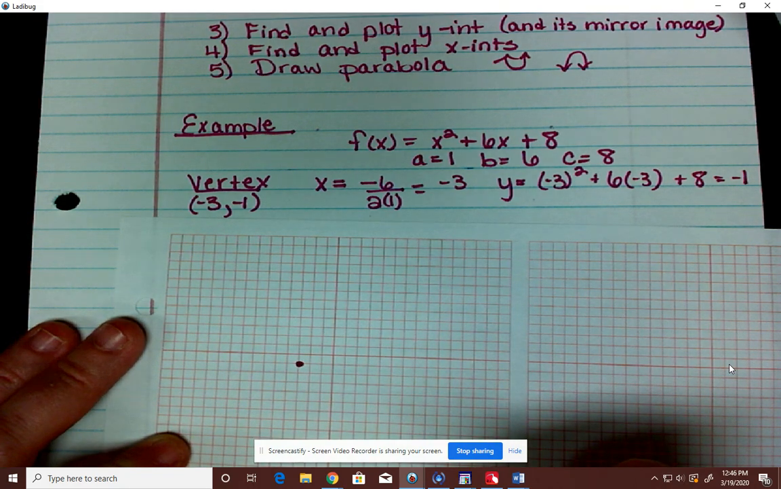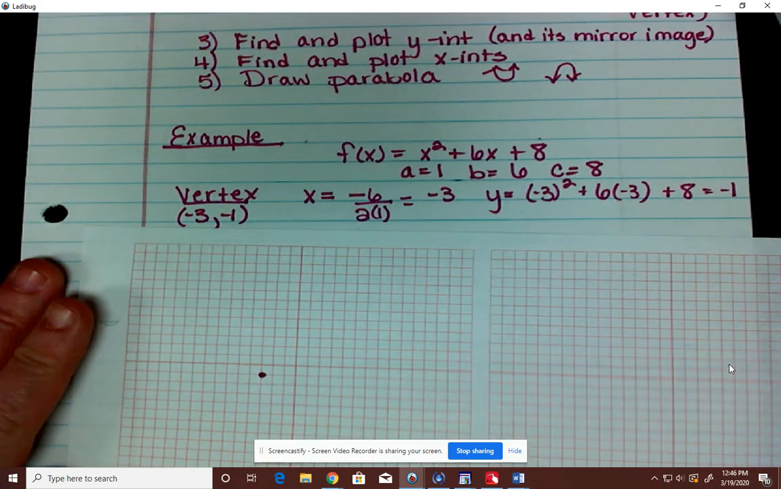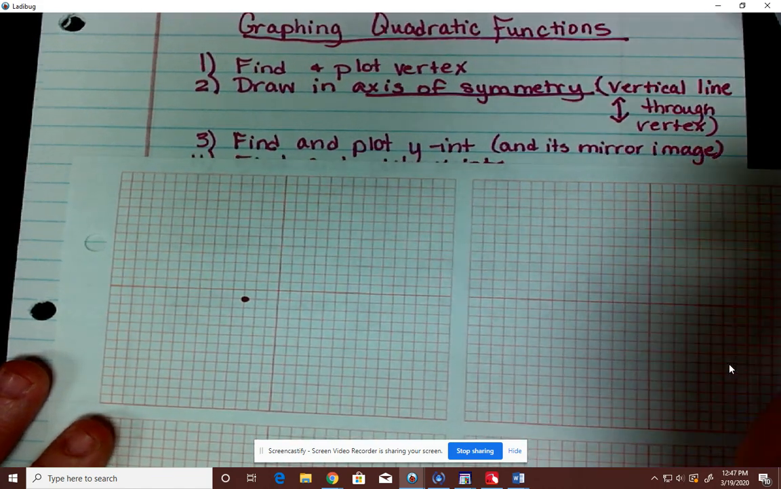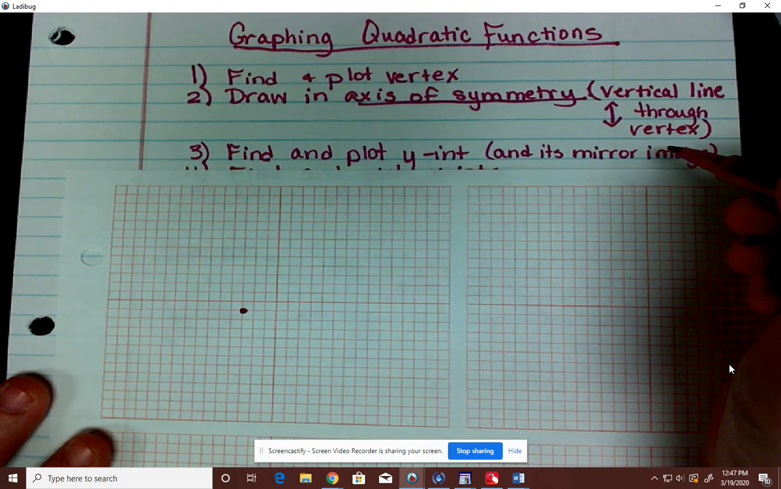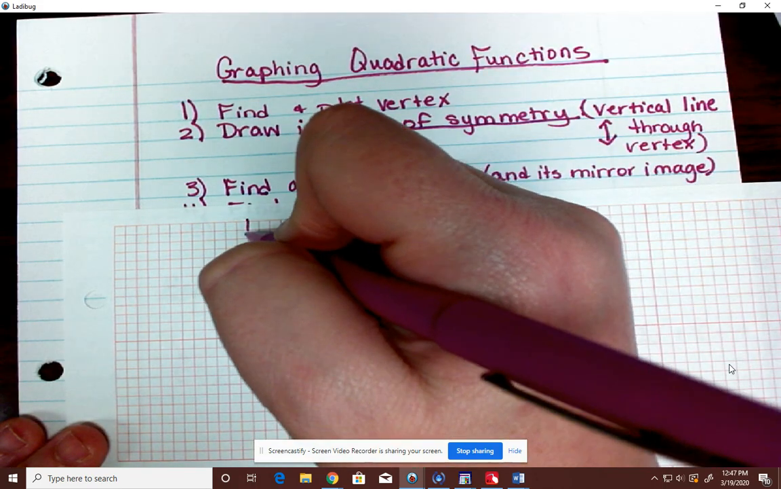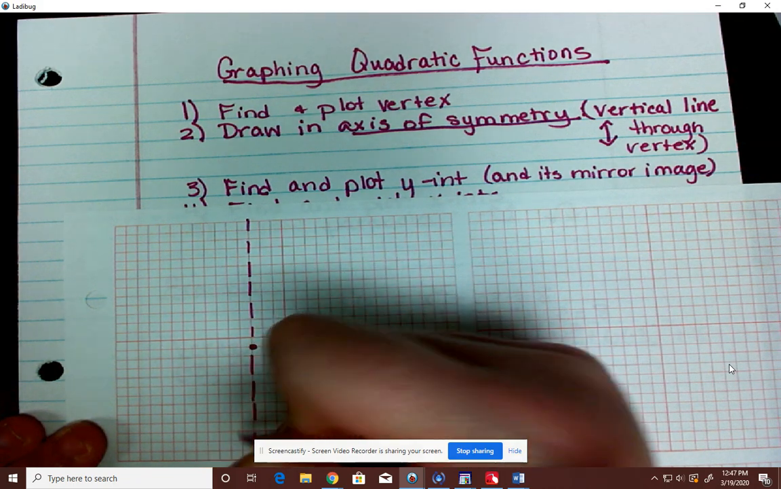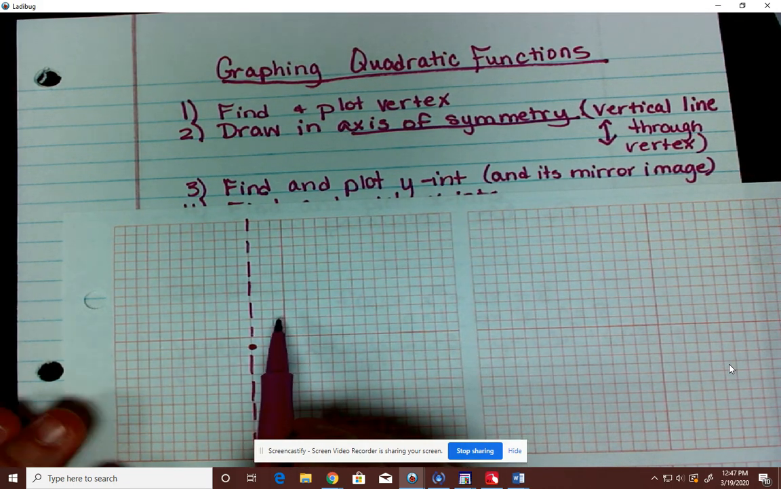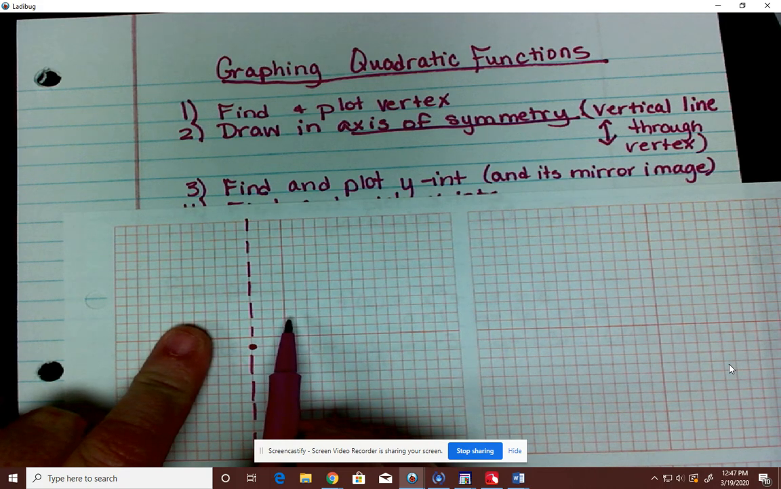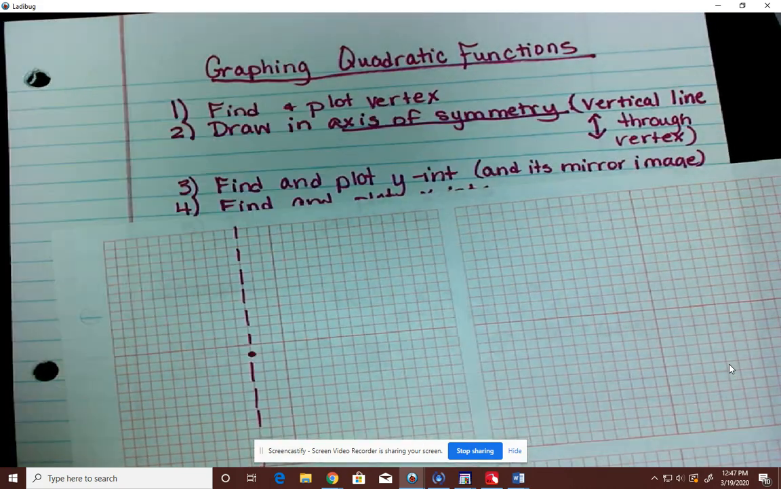And that's my vertex. Now the second step said to draw in the axis of symmetry, which is a vertical line through the vertex. And I usually draw that in as a dotted line because it's not part of the parabola, but it helps me. Anything that I have a point on this side will have a mirror image on the other side of that line.